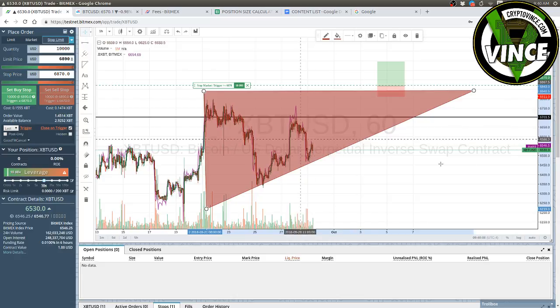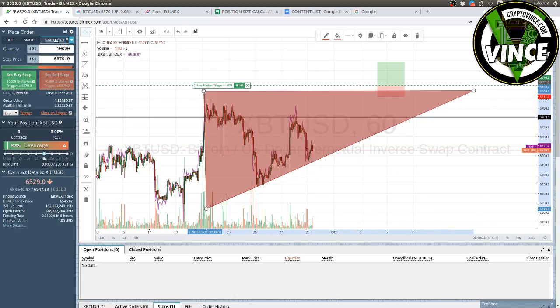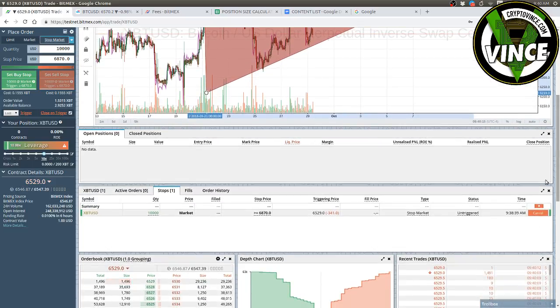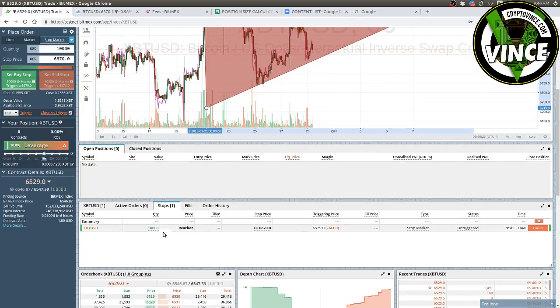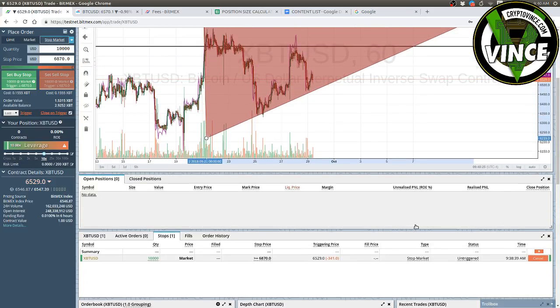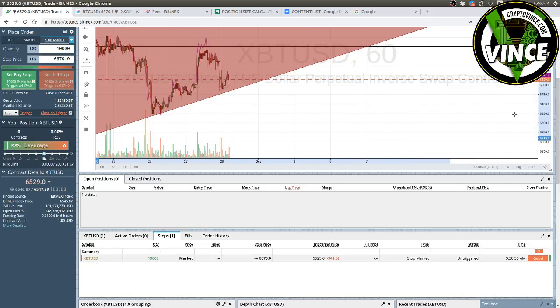So in this case, let's see if we can set up a stop loss. Without confusing things too much, this is a stop market. I bought my position, and my position is right here for $10,000. Let's see if we can put a stop on this position right away, before our order gets triggered. Let's see if we can do that.